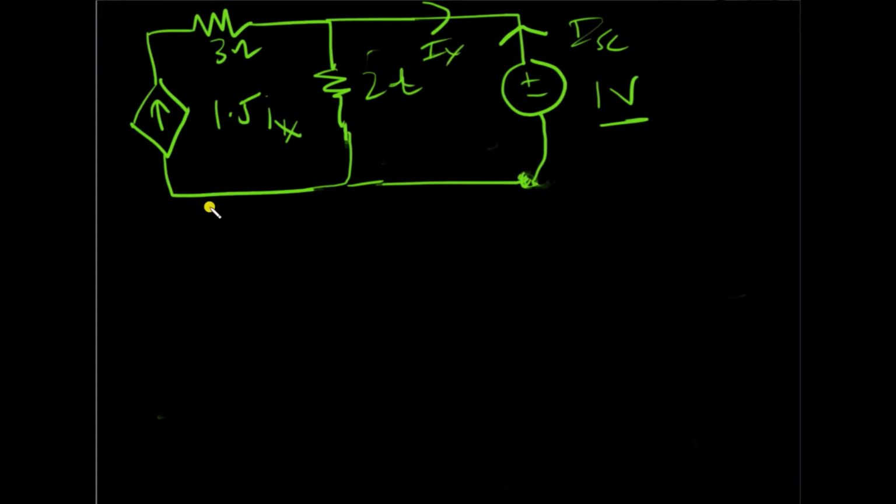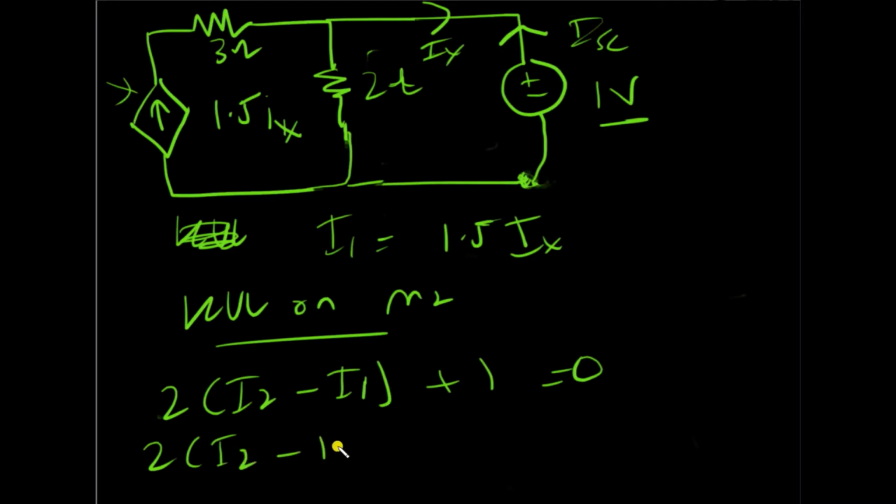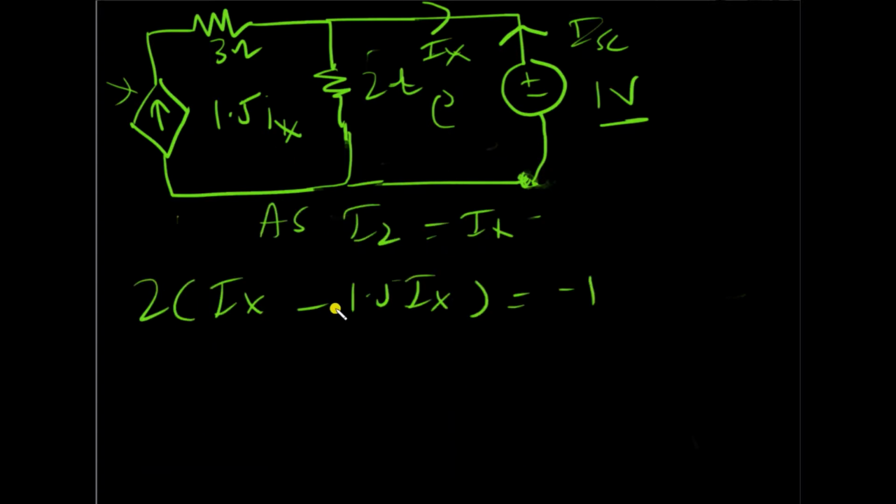So this is Ix, by the way. By applying mesh analysis, because there's a current source here, I1 would be 1.5 Ix. If I apply KVL on mesh 2, that would be 2 times I2 minus I1 plus 1 is equal to 0, and I1 is clearly 1.5 Ix, so that means 2 I2 minus 1.5 Ix equals minus 1. I have just one equation and two unknowns, but I know that I2 is equal to Ix, so I can substitute that. By substituting I2 equal to Ix, I get this equation, and if I solve it for Ix, I'm sorry, Ix would be 1 amp.